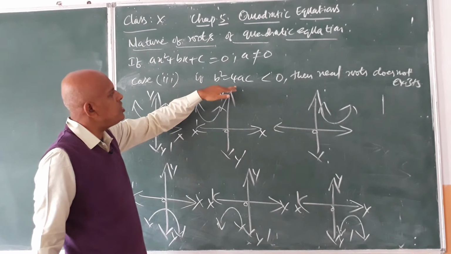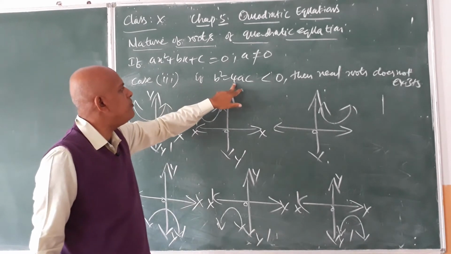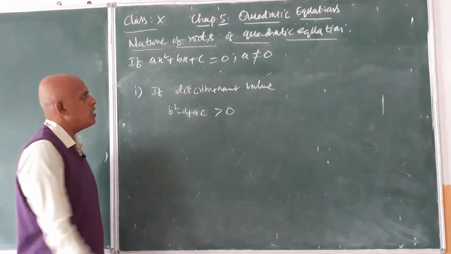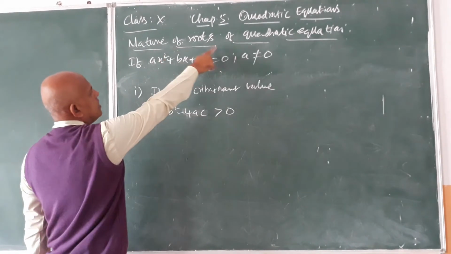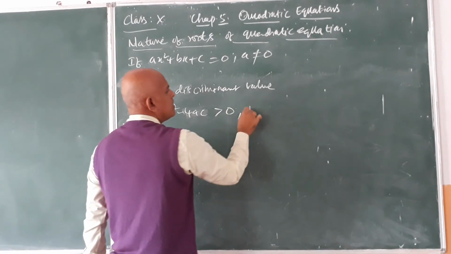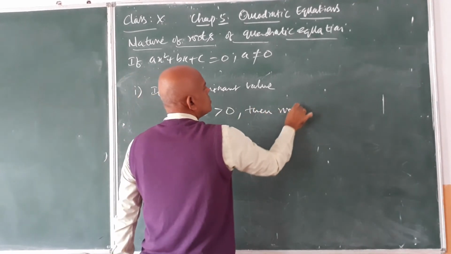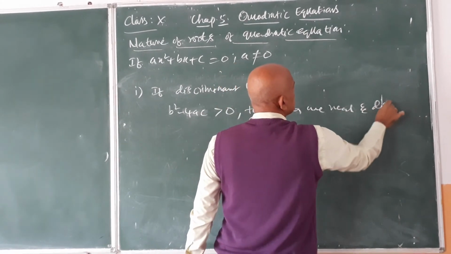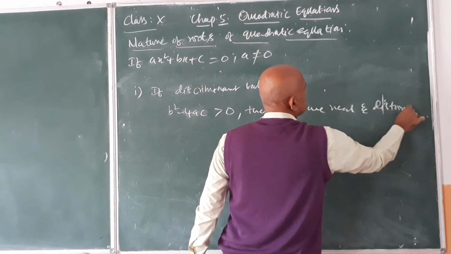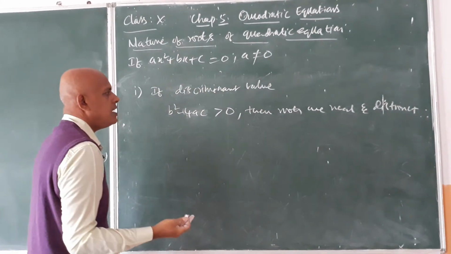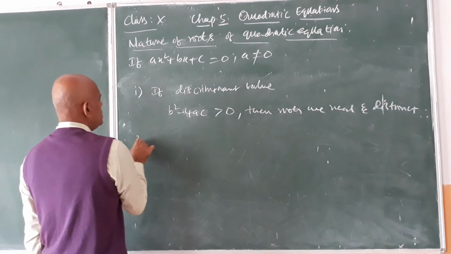Real roots do not exist when the discriminant value b square minus 4ac is less than 0. Okay, now I am writing the conclusion for the nature of the roots. If the discriminant value b square minus 4ac is greater than 0, then roots are real and distinct. Distinct means what? Different. Based on these problems, in the next class, another class we can take. So next, this is the second one.